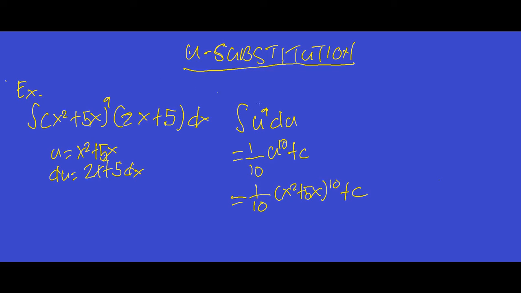So, gagawin natin yung U-Substitution format, integral of u raised to the power of 9 times du. Tapos, i-integrate natin siya into 1 over 10 u raised to the power of 10 plus c. So, after that, ibabalik natin yung u sa x squared plus 5x. So, 1 over 10 x squared plus 5x raised to the 10 plus c. Yun yung tamang sagot niya.